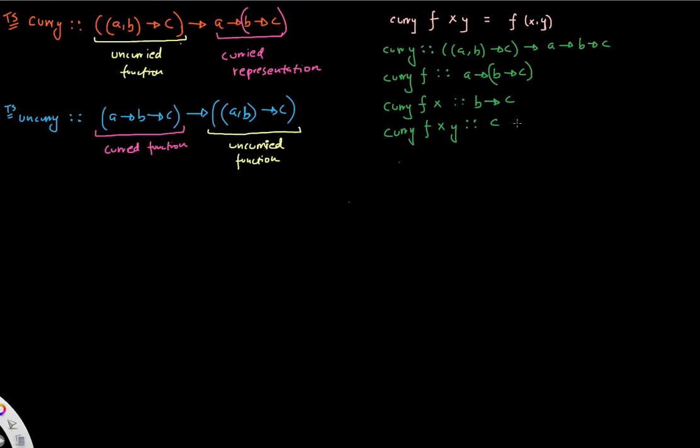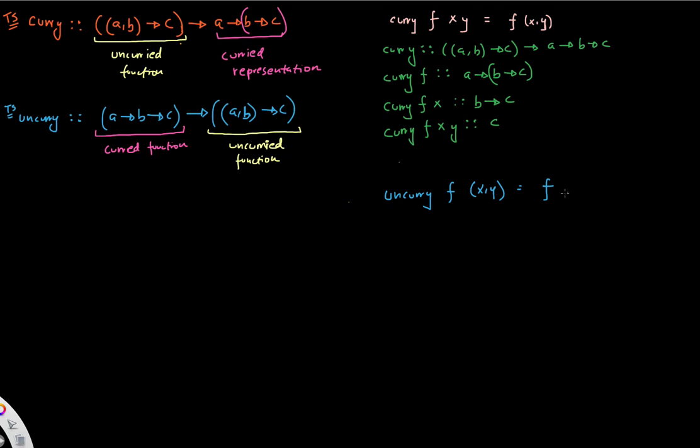Okay, and we can do the same thing for UnCurry now. So UnCurry can be written as: UnCurry takes in as an input some function f. It then takes in some tuple of x comma y, and finally, as an output, it gives you some value of type c, and that c is basically using that function f, applying a and b.